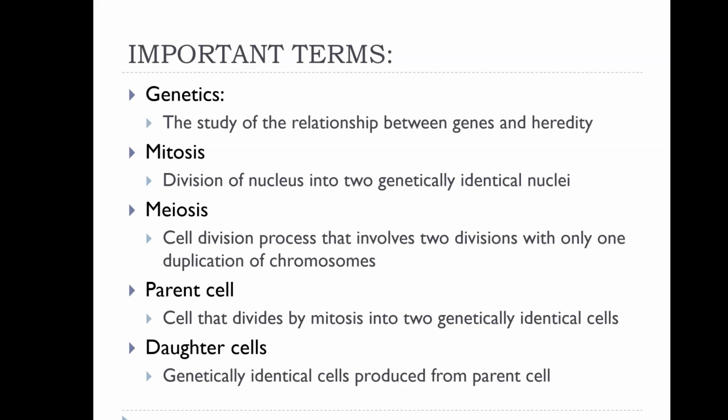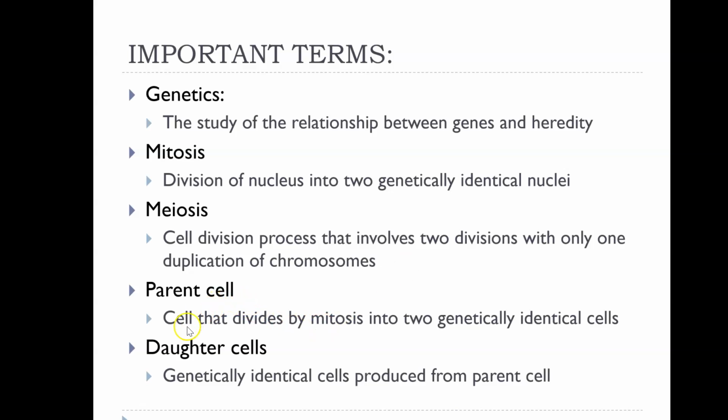You learned about this last year in grade 10, most of you. We're going to go through this again, but basically it's the division of the nucleus into two genetically identical nuclei, so basically producing two identical cells from one cell. And then we have meiosis, which is cell division very similar to mitosis, but it involves two divisions instead of one, and with only one duplication of chromosomes. And this process is really for the development of the sex cells that join together to form new individuals.